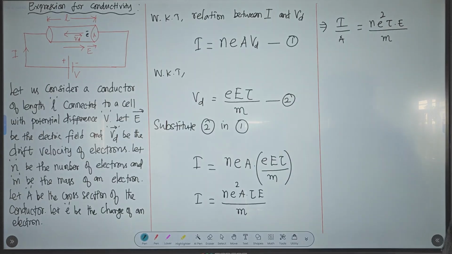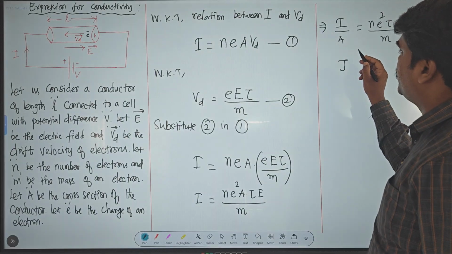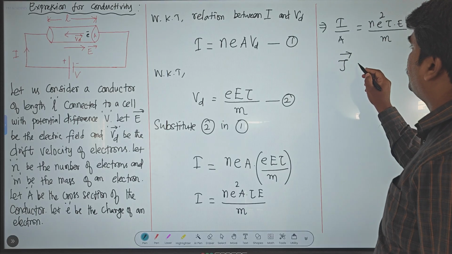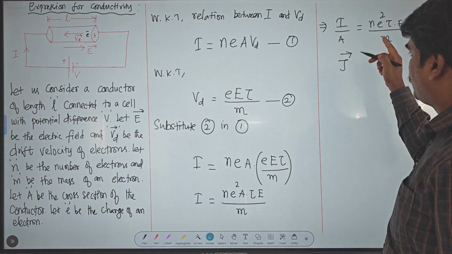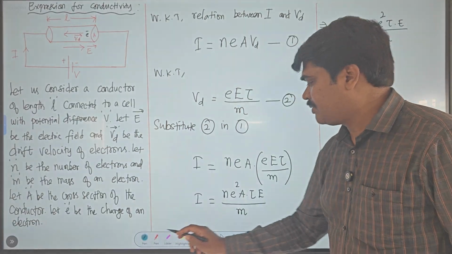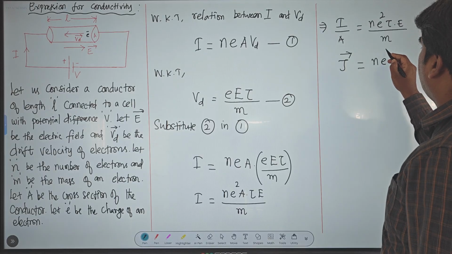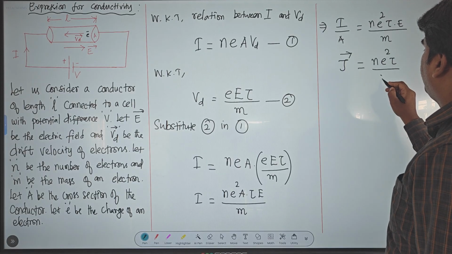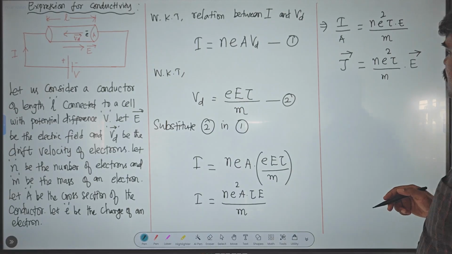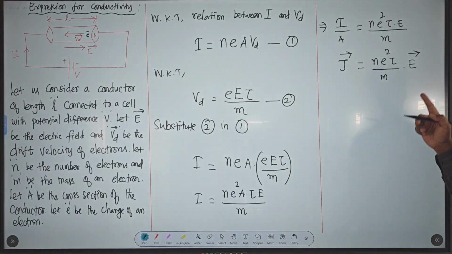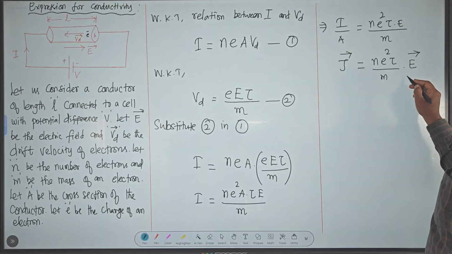Now like I said, I by A is the current density, that is J. If I write it in the vector form, whatever you have written there is in scalar form, we don't have any vector form there. So J vector equals N e squared tau by m times the electric field in vector notation. Since I have written a vector notation, I have also written the electric field in vector notation. So I will take this as equation 3.